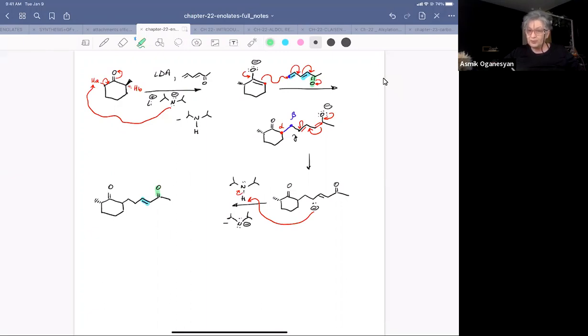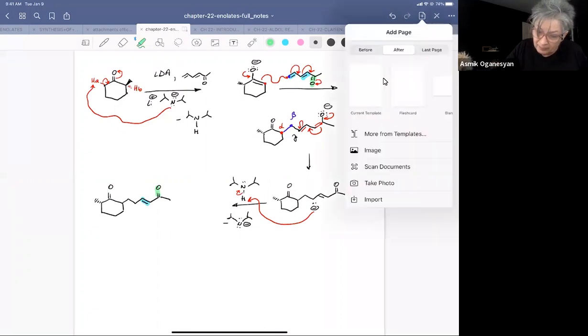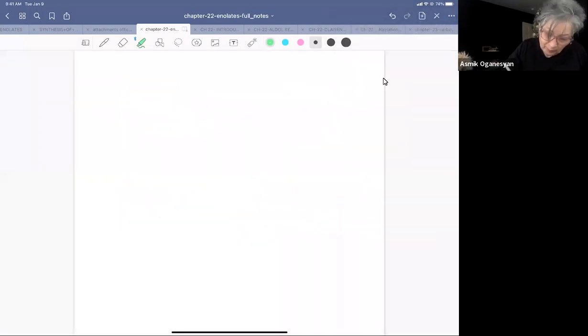Any questions? So if there are no questions, let's run one more reaction with a different nucleophile other than enolate, so you will have the full variety. Another example with a different nucleophile.